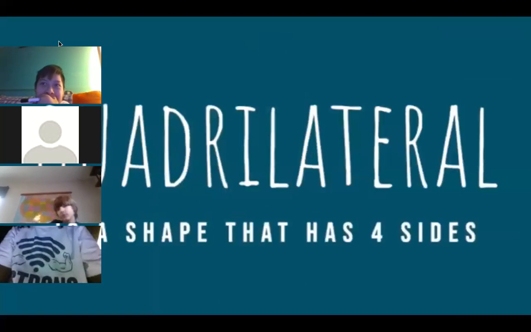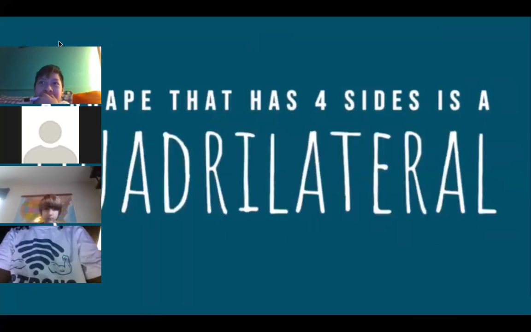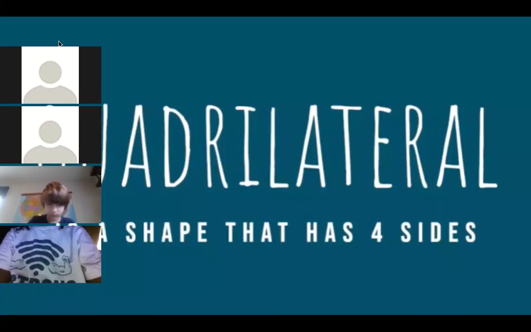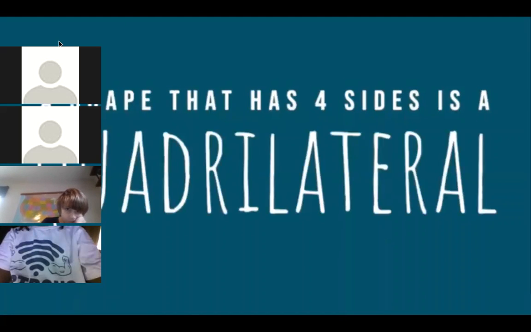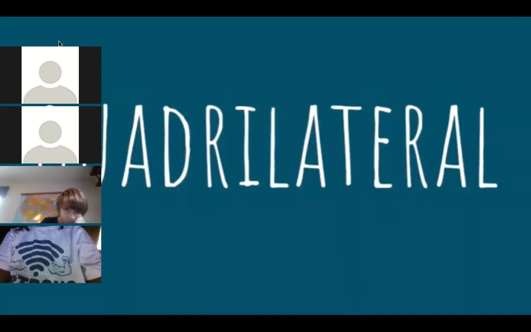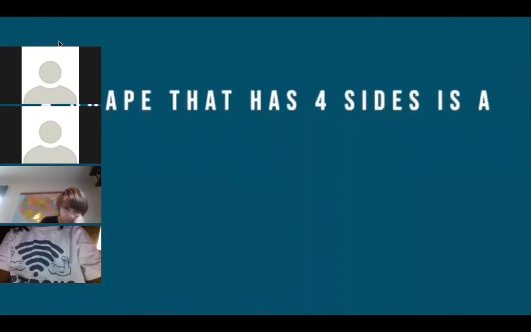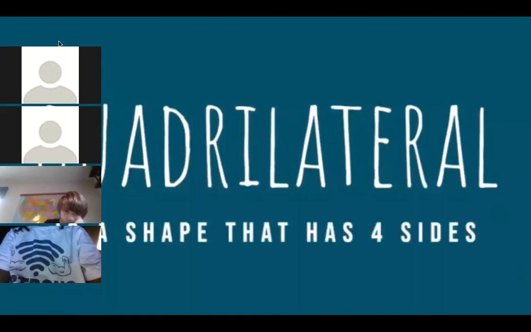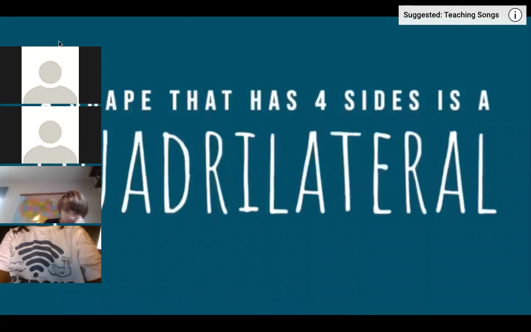Quadrilateral, a shape that has four sides, a shape that has four sides is a quadrilateral. Quadrilateral, a shape that has four sides, a shape that has four sides is a quadrilateral. Quadrilateral, a shape that has four sides, a shape that has four sides is a quadrilateral. Quadrilateral, a shape that has four sides, a shape that has four sides is a quadrilateral.